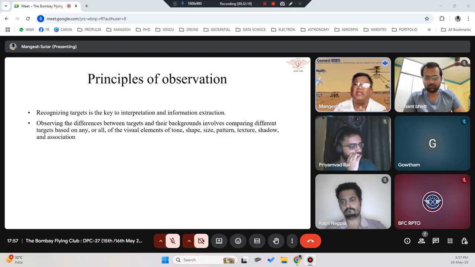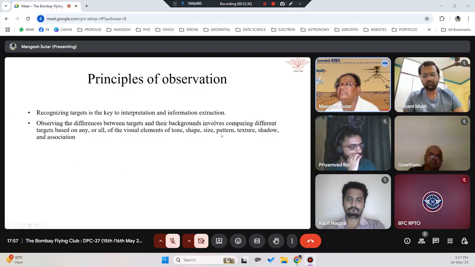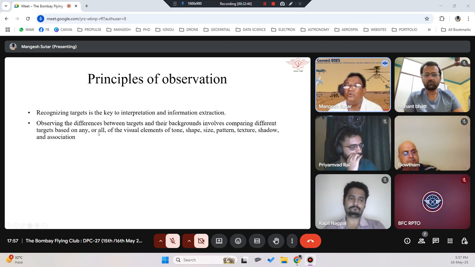But I cannot restrict that. I have to capture the data, so I have to see whatever way I can enhance it with software, or take different angles, or maybe increase the number of photos. Accordingly, I have to plan my capture. So tone, shape, size, pattern, texture, shadow, and association all come into the picture when you are actually analyzing your data.